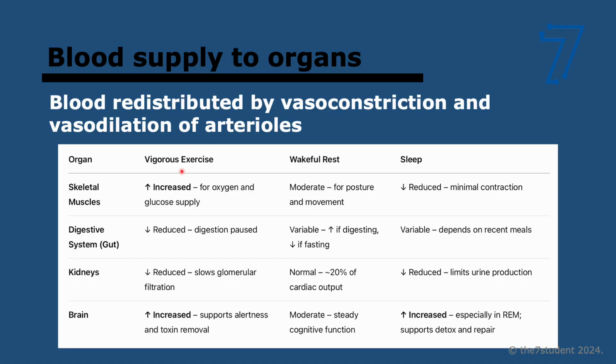So I'm going to give you an example, and then the rest you can just read because this is not difficult at all. So during vigorous exercise, you're going to have increased blood flow to muscles, makes sense. Also to the brain to support alertness, but less to the gut and kidneys. Why? Because even though these are necessary processes, when you're sprinting, maybe they can wait a little, basically. And the same goes for sleep and wakeful rest. We have different priorities at any given point.